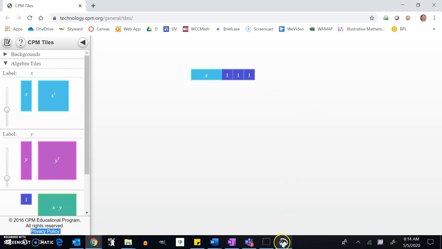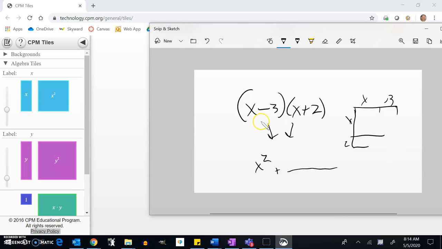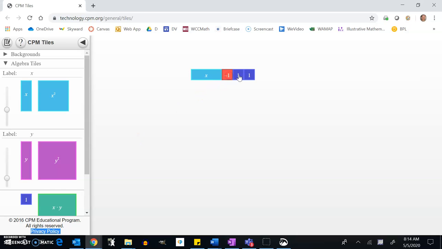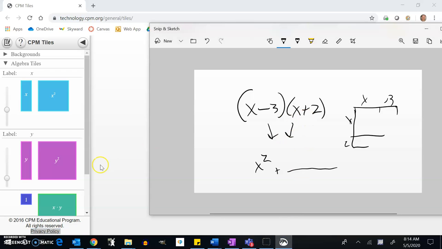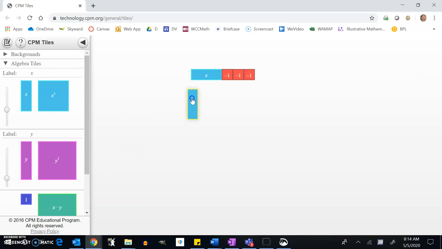So there's an x plus 3, but I think that I wanted x minus 3. I want an x minus 3, so let me turn those negative. So one side is that long, that x minus 3 long. The other side is an x plus 2 long. So I'm going to need an x. And notice I'm framing it like this because I'm going to fill in the inside. And it was an x plus 2. So there's my outside frame.